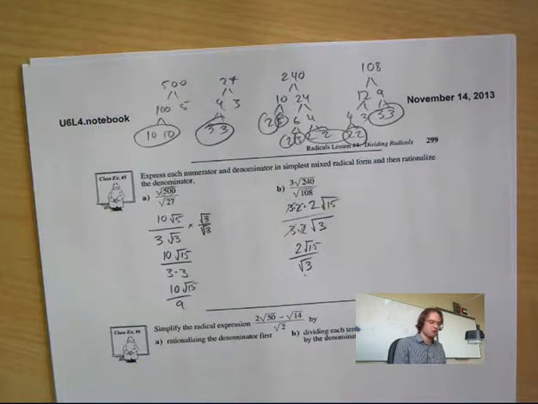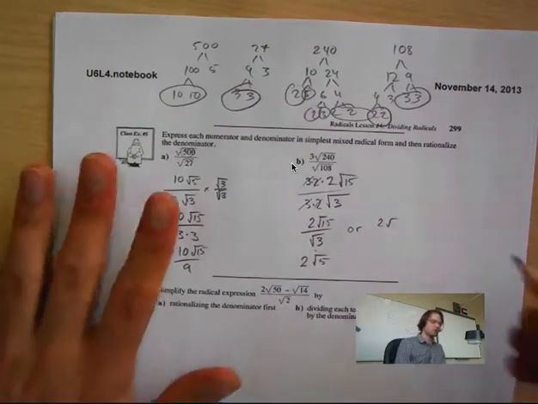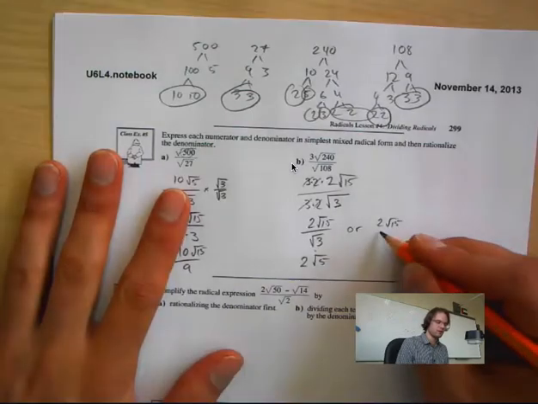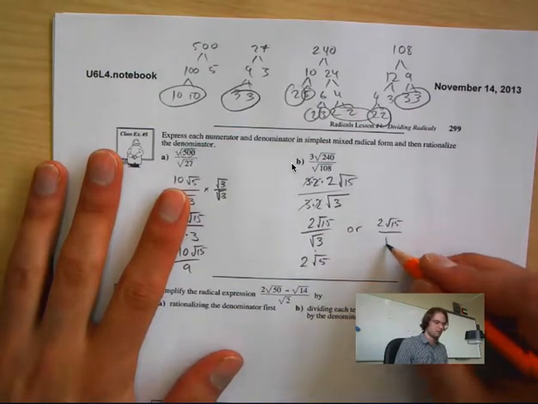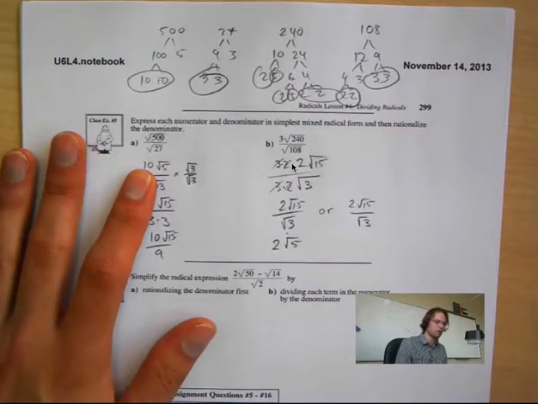Or I could have gone 2 root 15 all over root 3. And I want to rationalize this because it's not radical to be on the bottom. I could have gone root 3 multiplied by root 3, which gives me 2 root 45 all over 3. But then I look at this root.